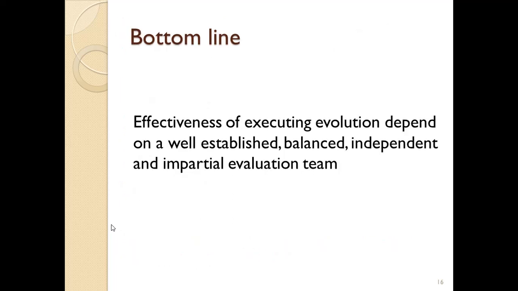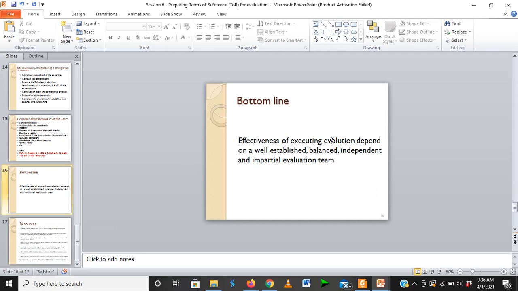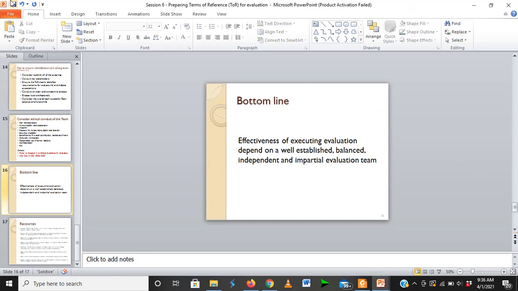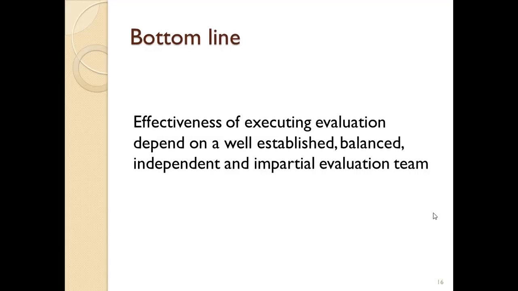So the bottom line is that the effectiveness of executing an evaluation depends on how well the team is established, balanced and independent, but also impartial in terms of collecting data, analyzing it, designing and reporting it for better use at the end.